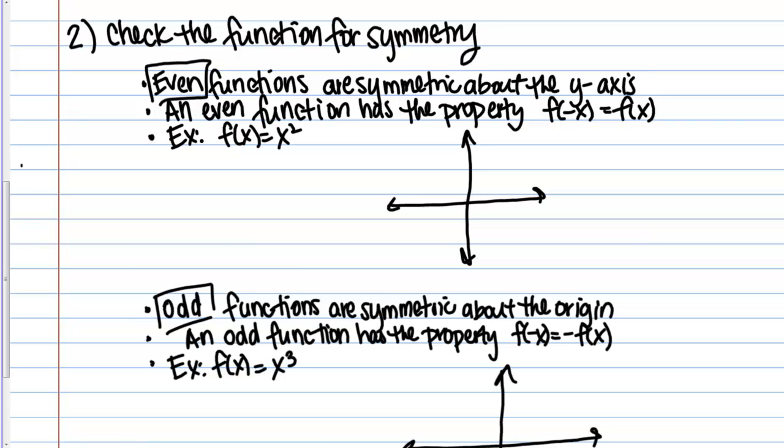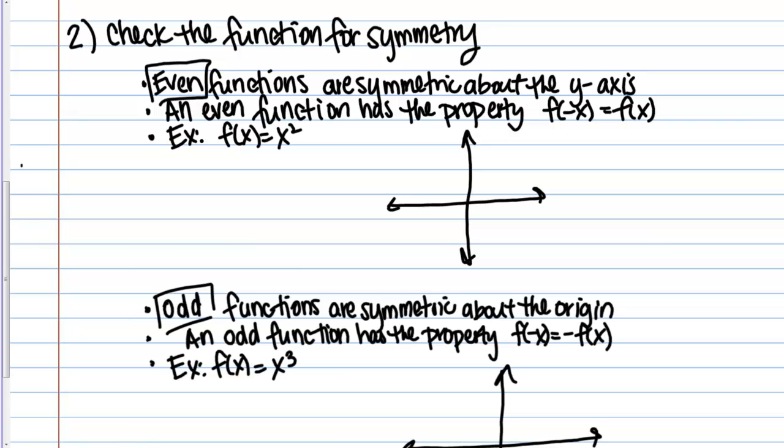Okay, so checking for symmetry may be something that you haven't done in a long time. So we're going to take just a few minutes to review the types of symmetry that a function has and how to check for those. Okay, so a function can be even or odd. Those are types of symmetry.